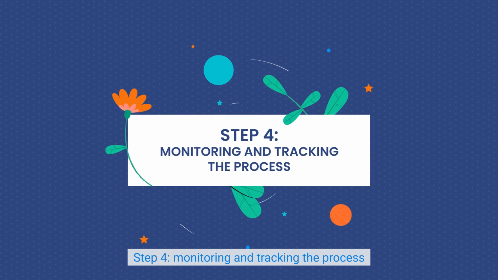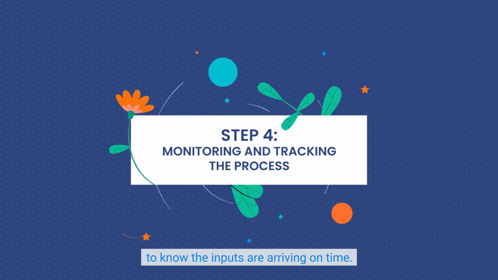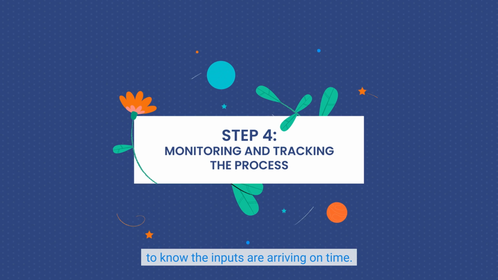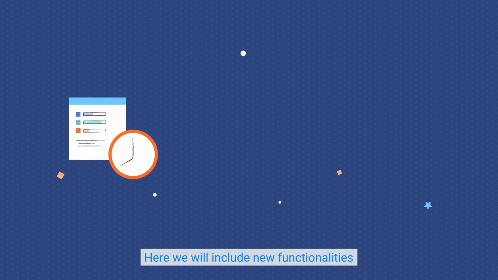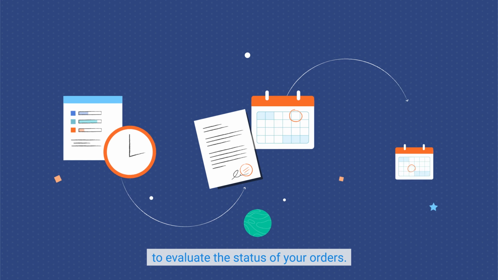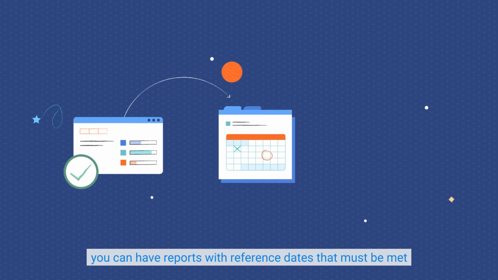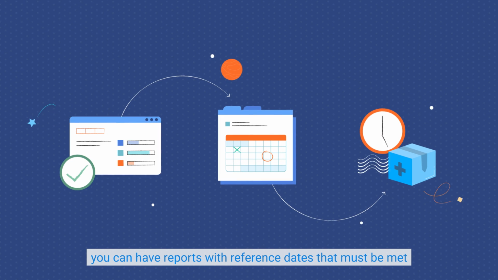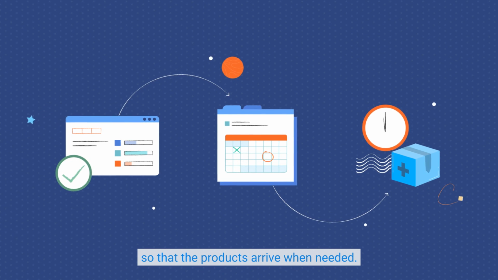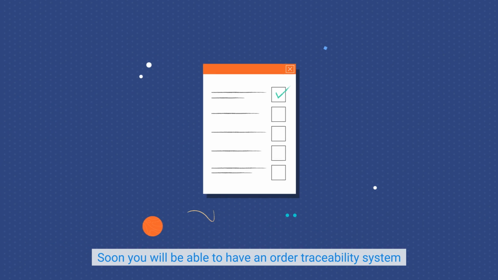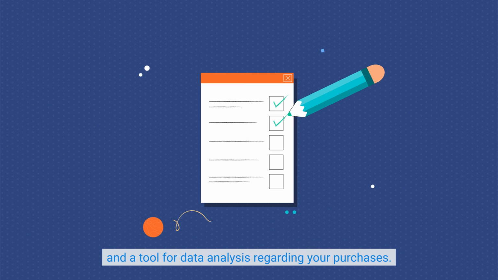Step 4. Monitoring and tracking the process to know the inputs are arriving on time. Here, we will include new functionalities to evaluate the status of your orders. Currently, you can have reports with reference dates that must be met so that the products arrive when needed. Soon, you will be able to have an order traceability system and a tool for data analysis regarding your purchases.